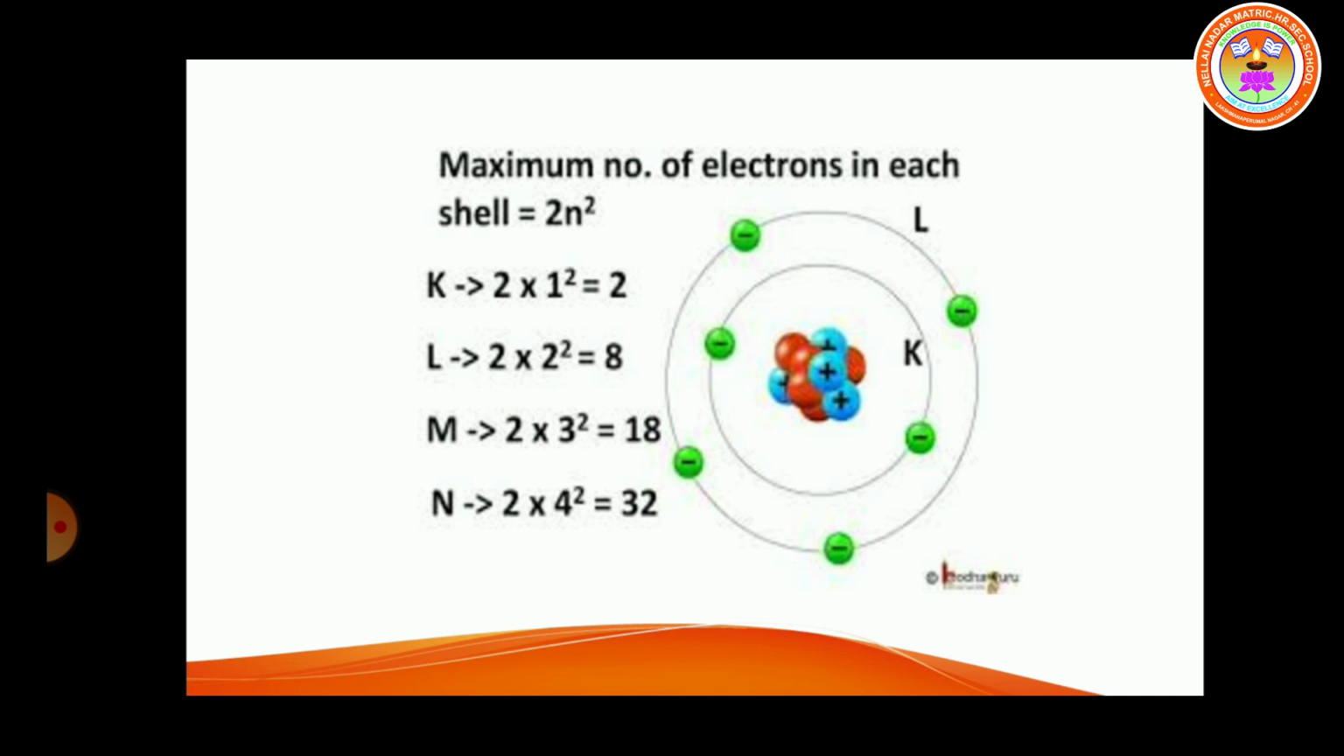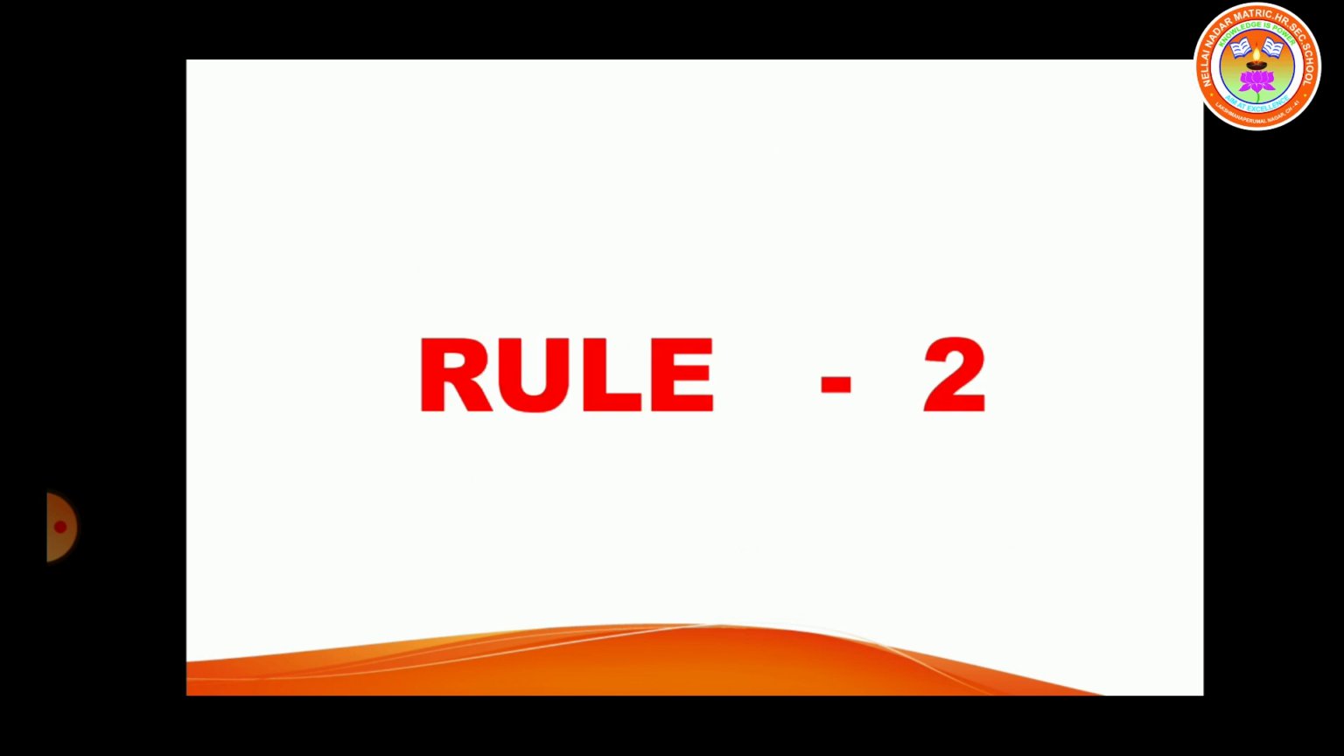And the next shell is the L shell. That is the second shell. So, instead of n, we substitute 2. So, 2 into 2 square is equal to 2 into 4, which is equal to 8. That means the second shell, the L shell, has a maximum of 8 electrons. Like that, the M shell has a maximum of 18 electrons and the N shell has a maximum of 32 electrons. So this is rule 1. The maximum number of electrons is equal to 2n square. So next, rule 2.